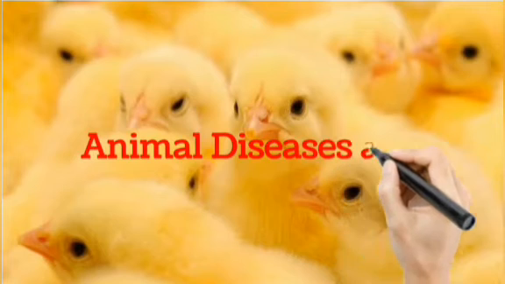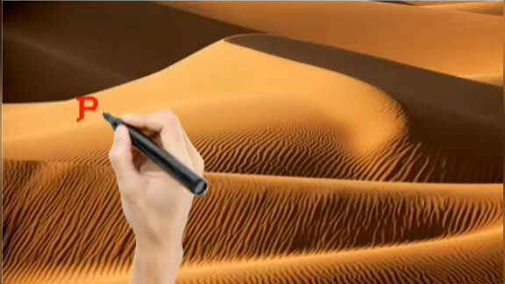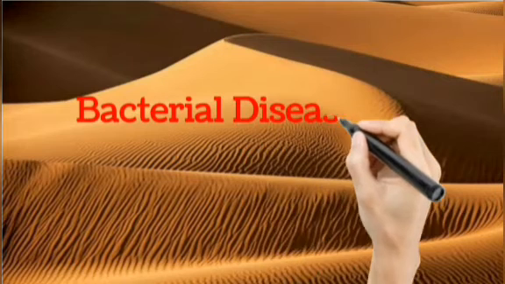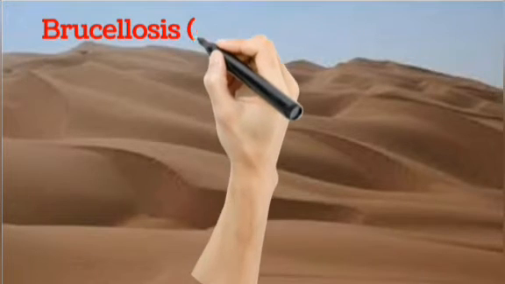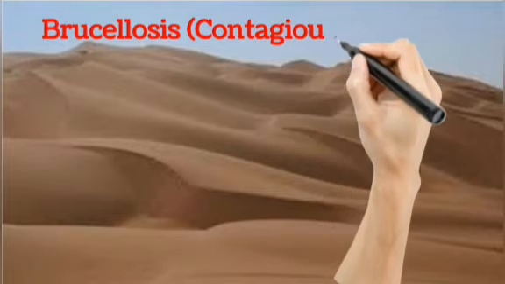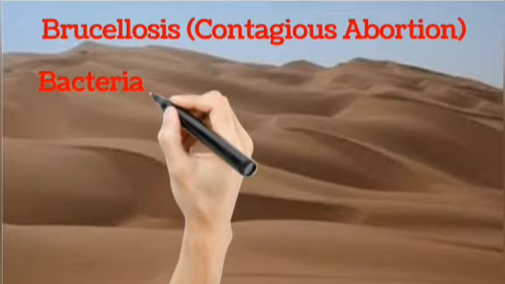Animal diseases and parasites. This lesson is a continuation of the previous lesson. Today I will be teaching you bacterial diseases, that is diseases caused by bacteria. And the first on the list is Brucellosis. Brucellosis is also known as contagious abortion.